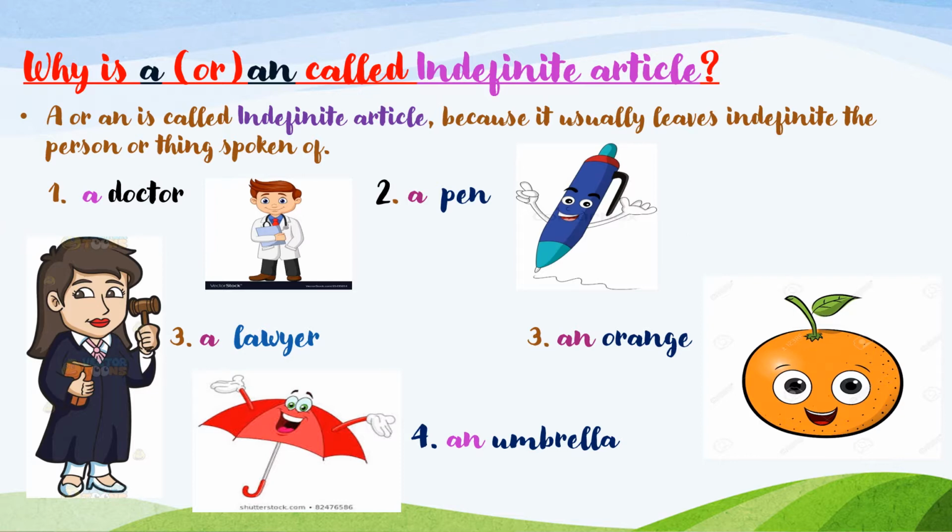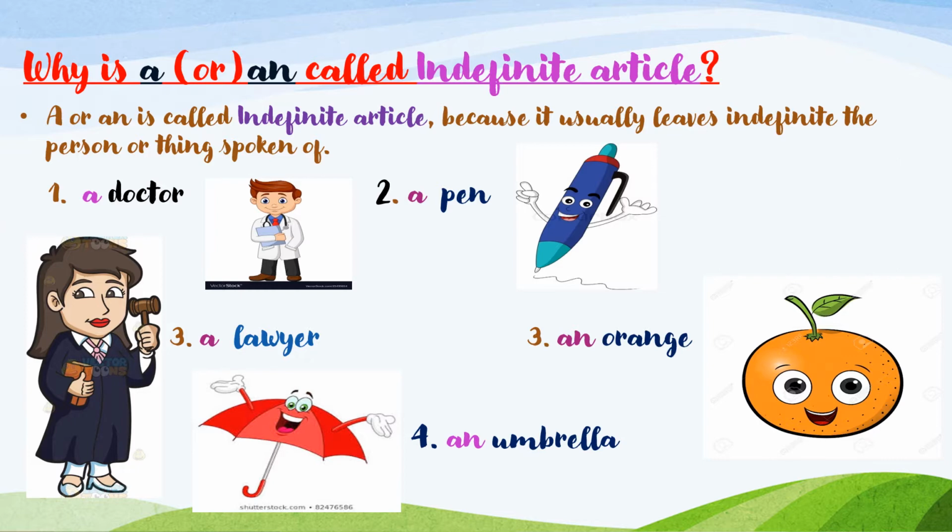Children, look at the title, indefinite article. What do you mean by the word indefinite? It means not specific, not detailed, not exact, or just general. Usually we use article a or an to talk about nouns which are general or not specific. You also use article a or an to introduce nouns in your sentences when you're writing or speaking.